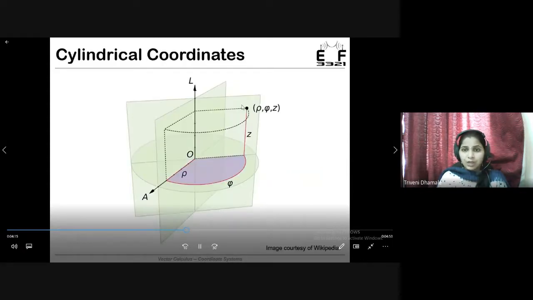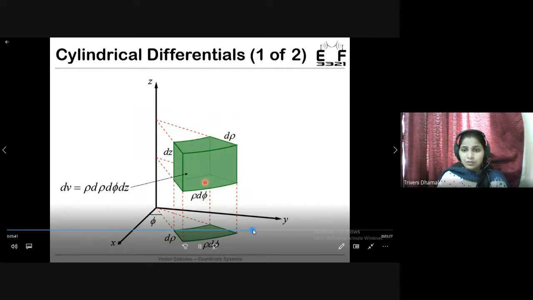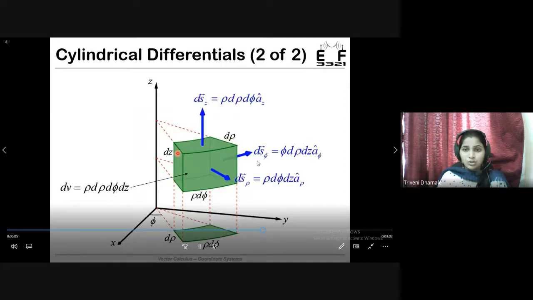Now this is the cylindrical coordinate system. What are the planes? Rho constant, phi constant and z constant. Here it is again showing what the differential surface areas are and which is the unit vector for that area.